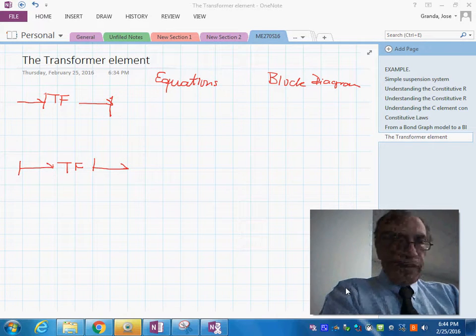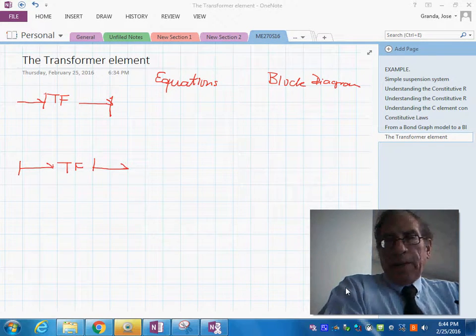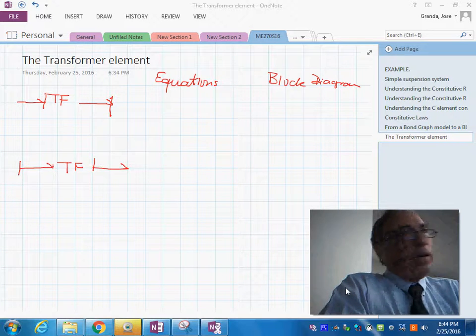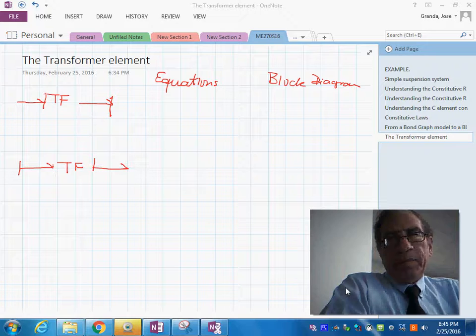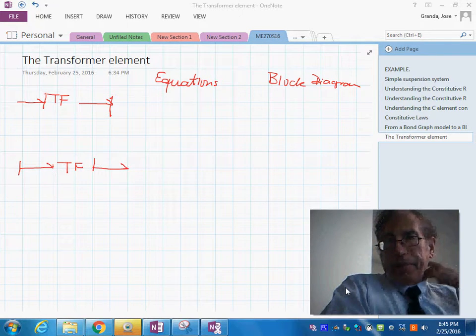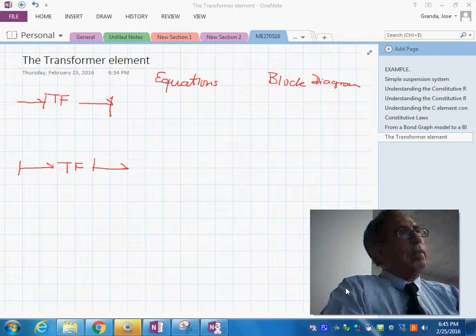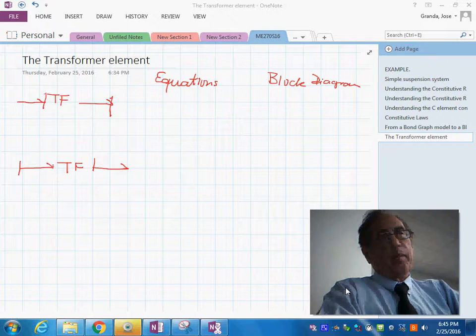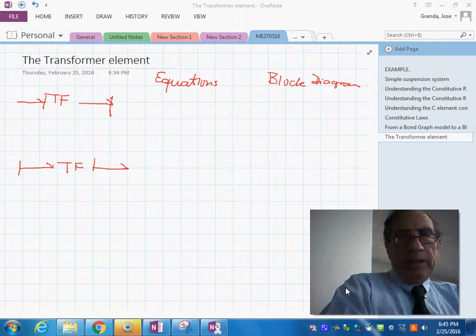Today we're going to see a little bit in detail the transformer element. We're going to learn more details about it. So I have put the transformer element, the bond graph element in there, and I want to put the equations as well as the block diagrams next to it, and then we will see examples of this element in different energy domains.